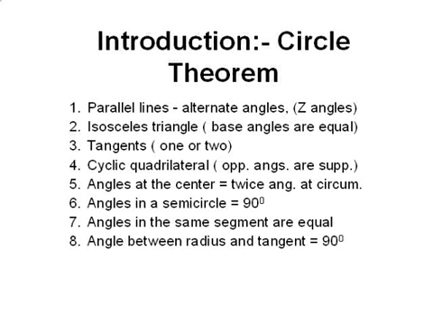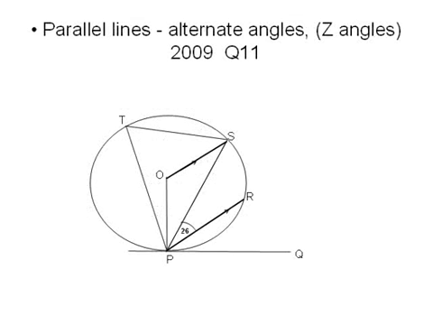You might find that you need to apply the theory which talks about angles at the center being twice the angle at the circumference. Angles in a semicircle is equal to 90 degrees. We have angles in the same segment are equal, and of course an important one, angle between the radius and a tangent is equal to 90 degrees.